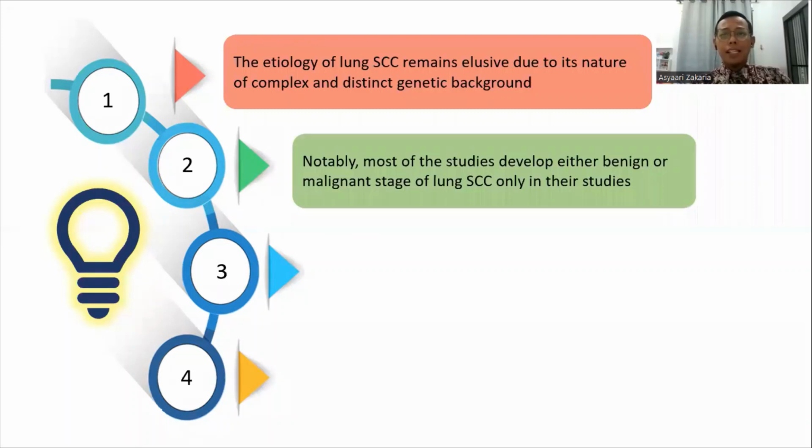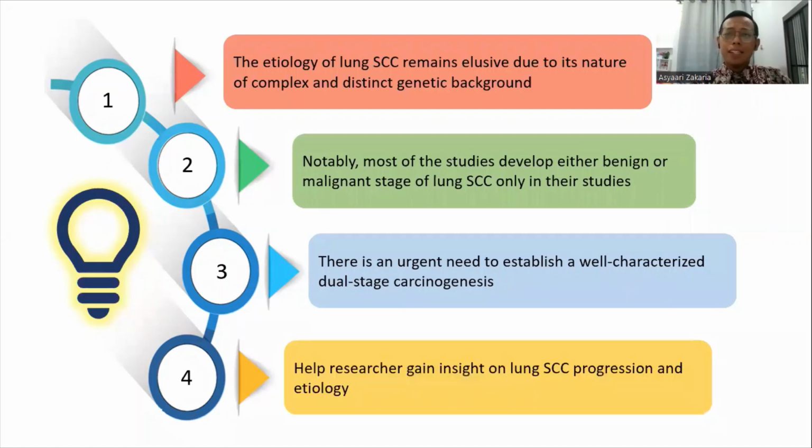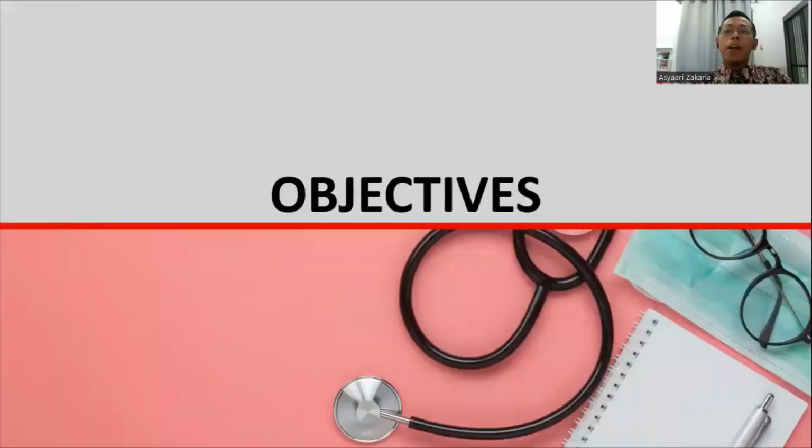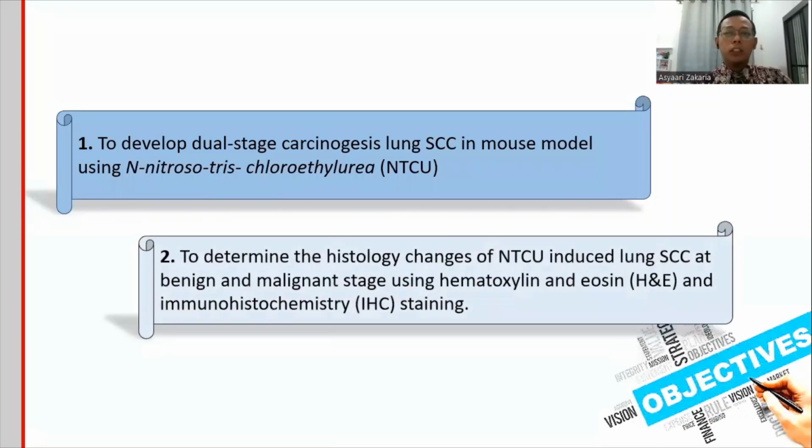Notably, most studies on lung SCC develop either the benign or malignant stage only. So there is an urgent need to establish a well-characterized dual-stage carcinogenesis lung SCC in mouse, which can help researchers gain insight into lung SCC progression. Therefore, the objective of this study is, first, to develop dual-stage carcinogenesis of lung SCC in a mouse model using NTCU. Second, to determine the histology changes of NTCU-induced lung SCC at the benign and malignant stages using H&E and i-Sihat staining.